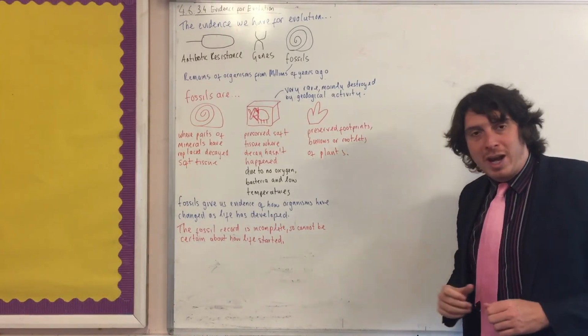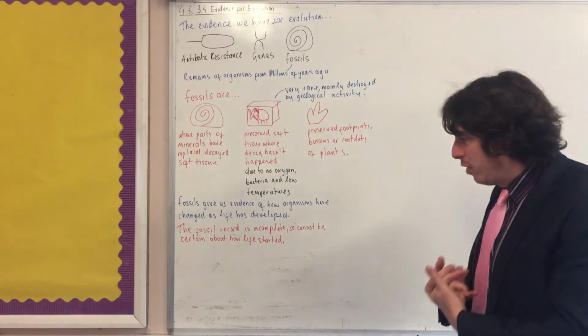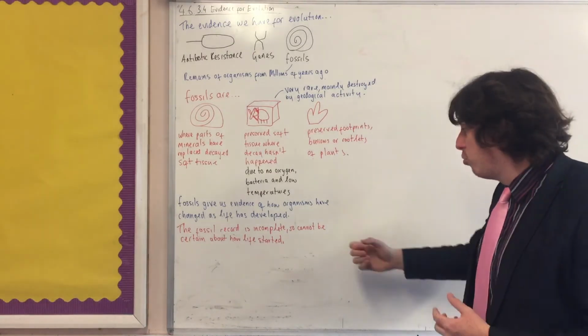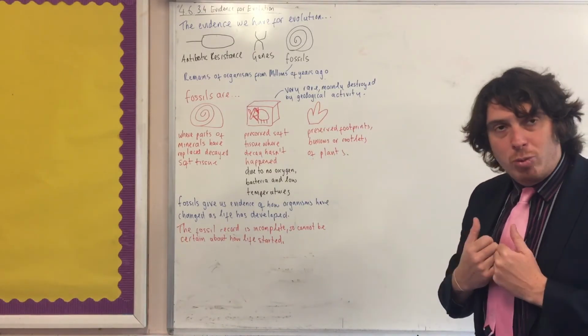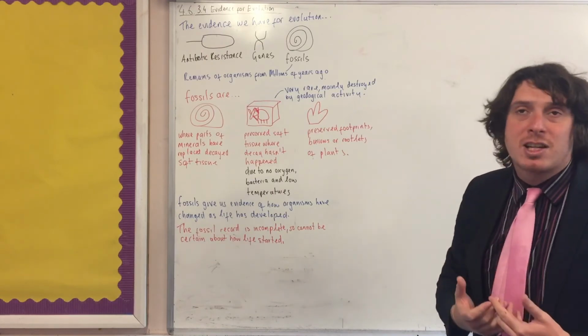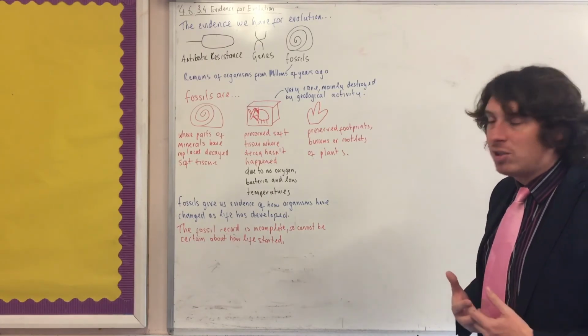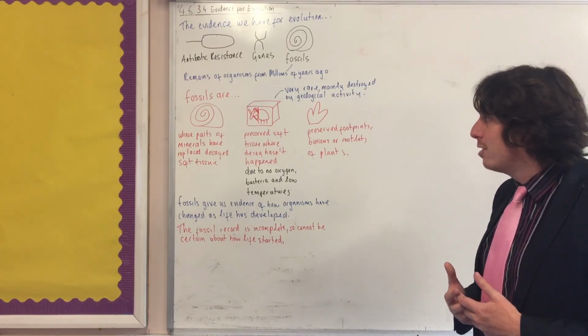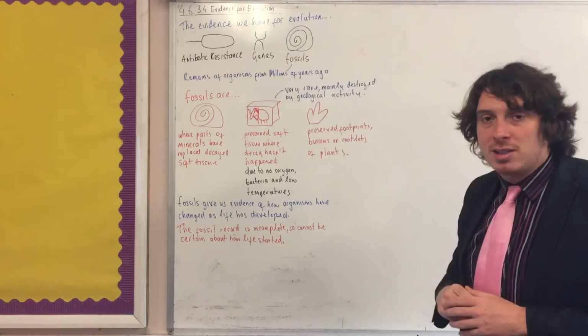Something that is important to point out is we don't have every single individual organism preserved. The fossil record is incomplete. Therefore, we can't be certain about how life started, and we can't be certain about certain branches of the evolution process. However, these are the three main pieces of evidence.